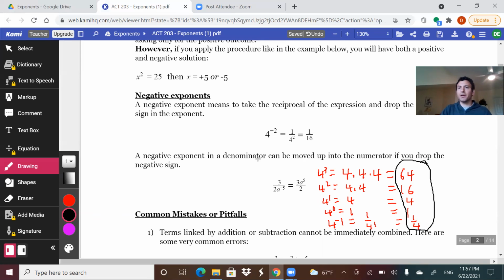You just drop it to the base. If it's in the base, like it is here, a to the negative 5th, you just put it in the top. So no such thing as a negative exponent. It's just the base is in the wrong place.